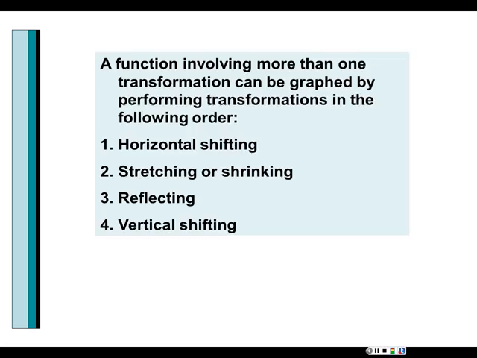So this is the most important part. We learned several transformations. Now what happens when all the transformations come into the picture at the same time? Let's say you have horizontal shifting, vertical stretching, shifting, all this comes at the same time. This is the order you should follow. You will first do the horizontal shifting. Second, you will do the stretching or shrinking if you have any. Third, you will do the reflection. And fourth, you will do the vertical shifting. This is the order we follow when we have everything together at the same time.